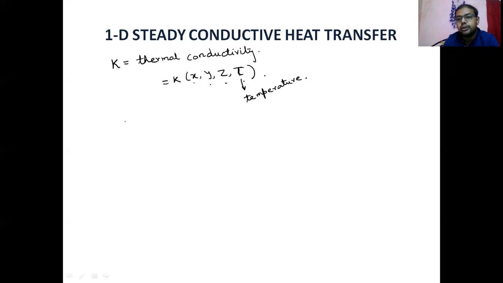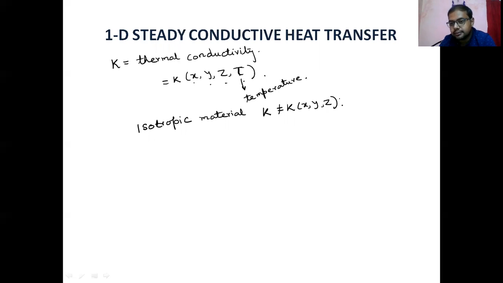So in that case, two assumptions we have to take. One is the isotropic material. Whatever material you are selecting is an isotropic material. That means direction independent, spatial coordinate independence is there. So that means K is not a function of X, Y, and Z.